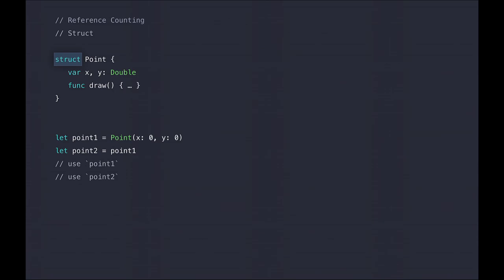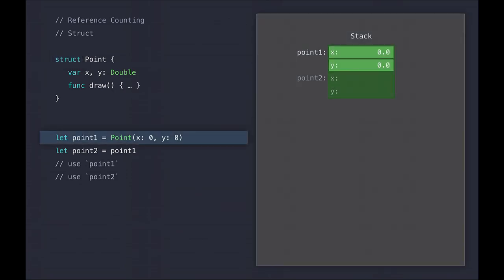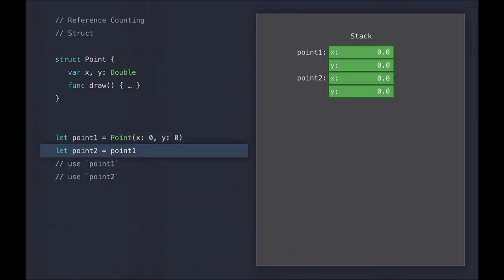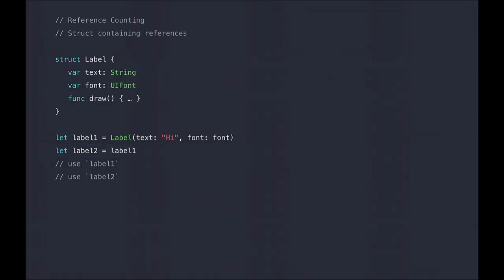So what about structs? Is there any reference counting involved with structs? Well, when we constructed our point struct, there was no heap allocation involved. When we copied, there was no heap allocation involved. There were no references involved in any of this. So there's no reference counting overhead for our point struct.